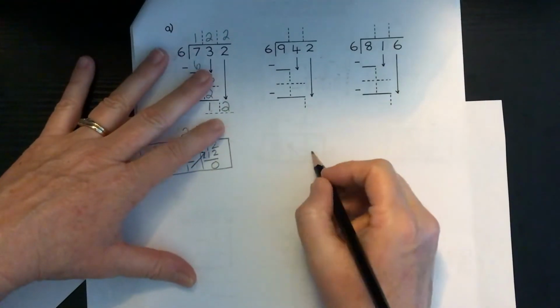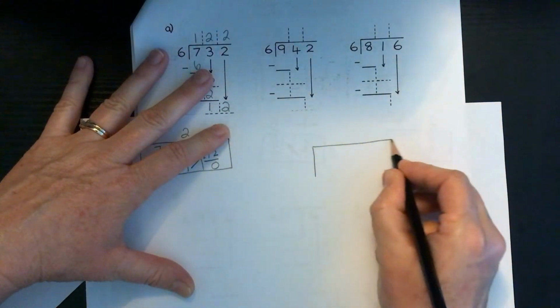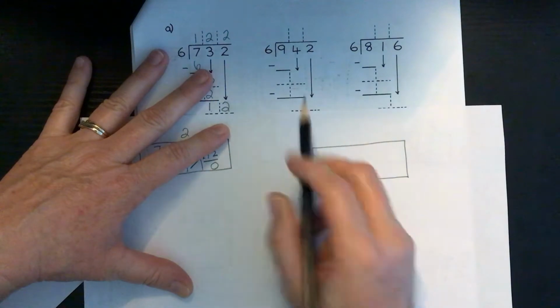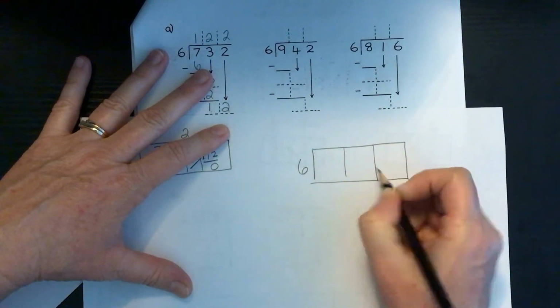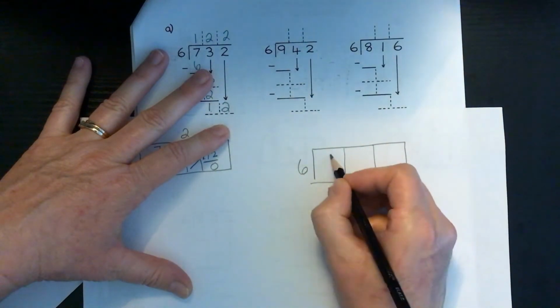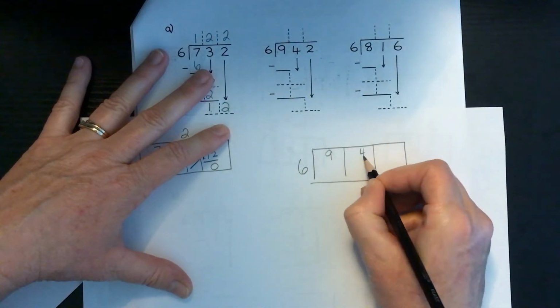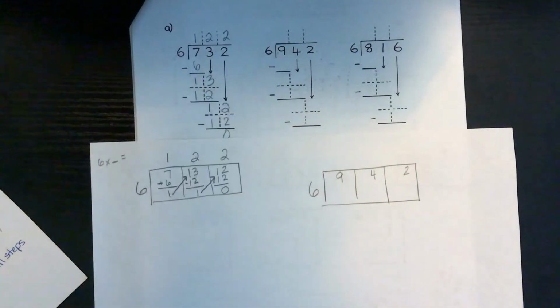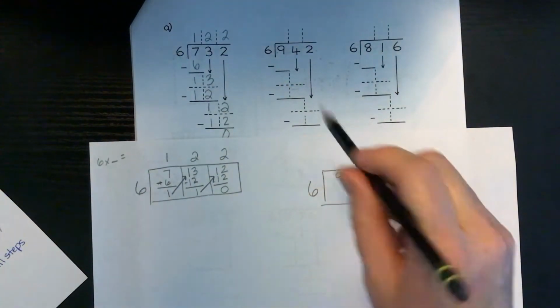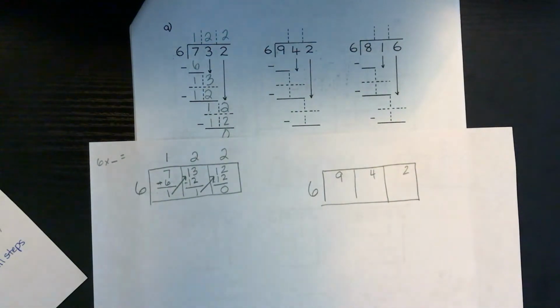So I'm going to set up my box method. And this time I'm going to do 6 divided into, and I've got to have 3 boxes because I have 3 digits, 942. All right, so again, if you like the algorithm, while we're doing the box, try to do the algorithm. See if you can solve that while we're doing this.